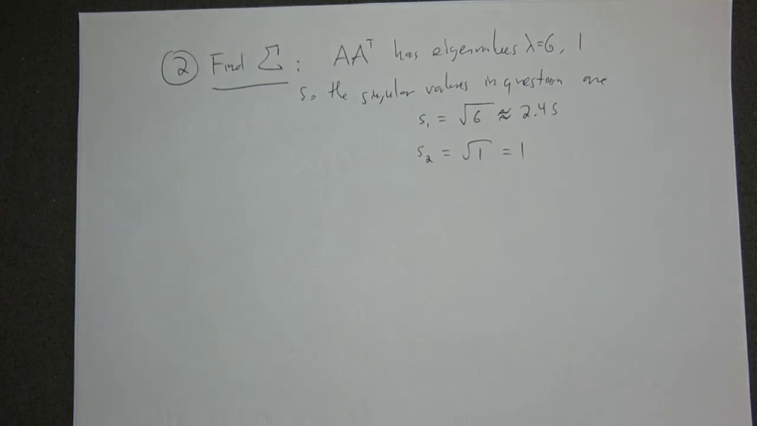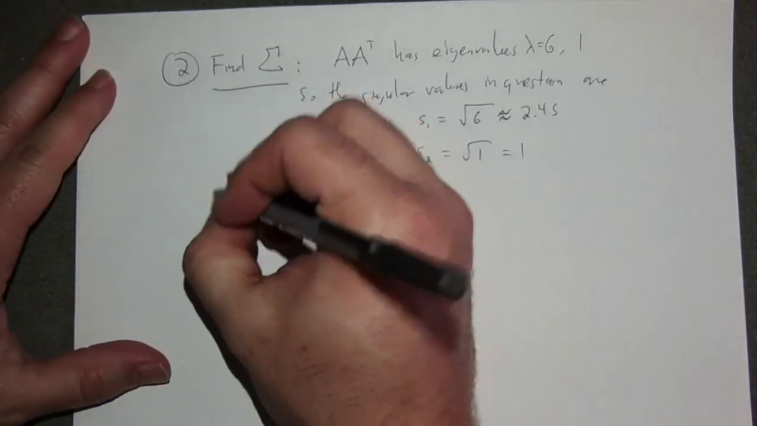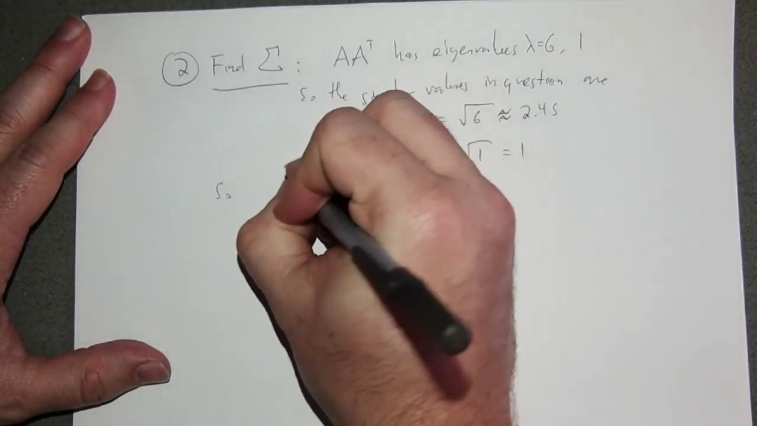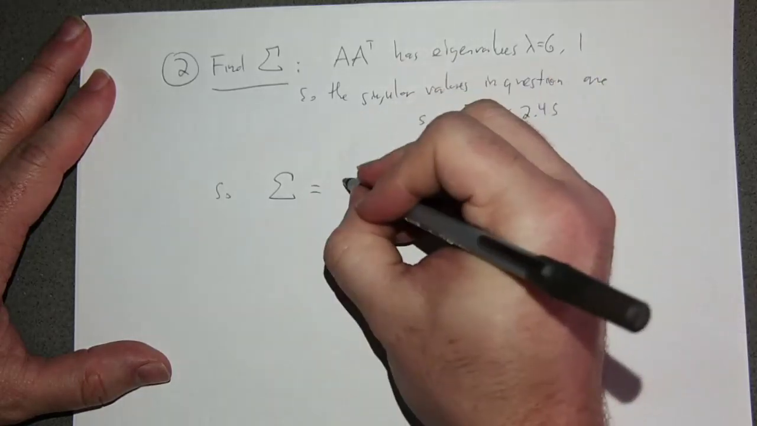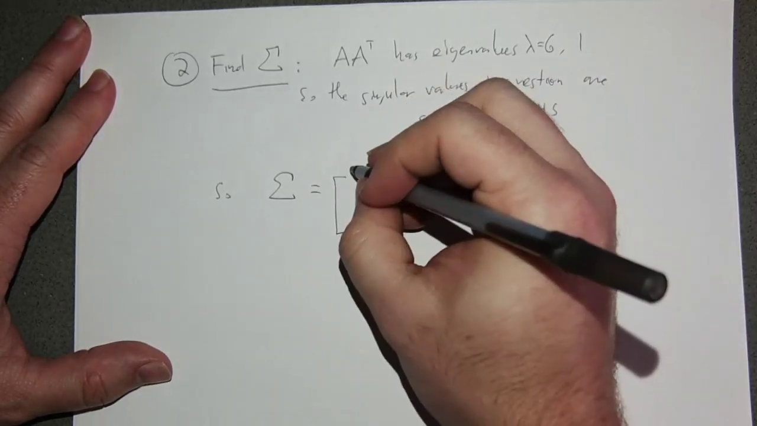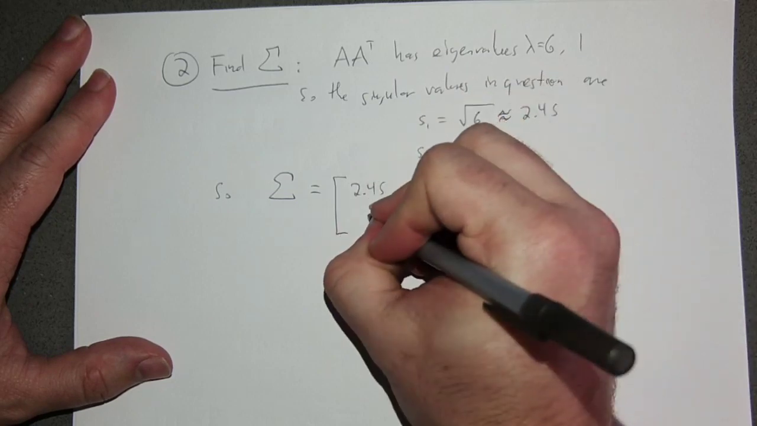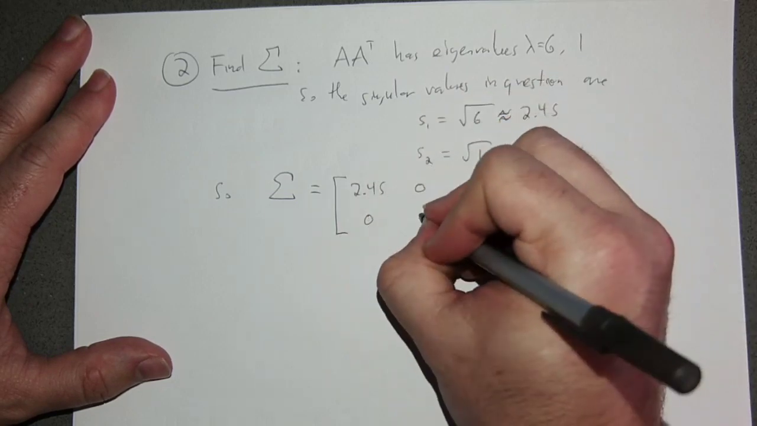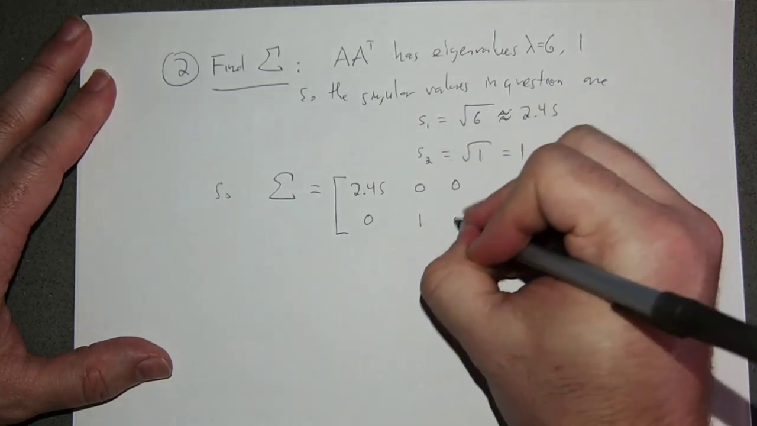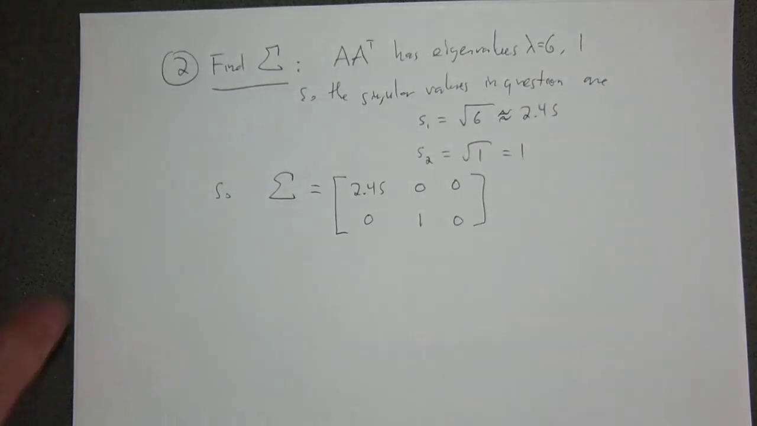Okay. So then what is sigma? So sigma is 2.45, 0, 0, 1, 0, 0.